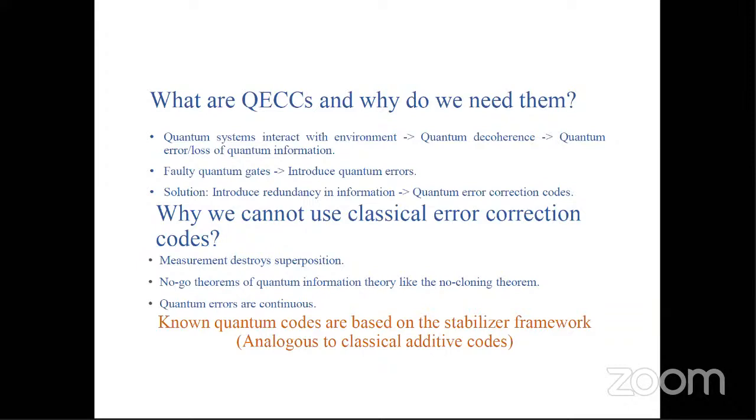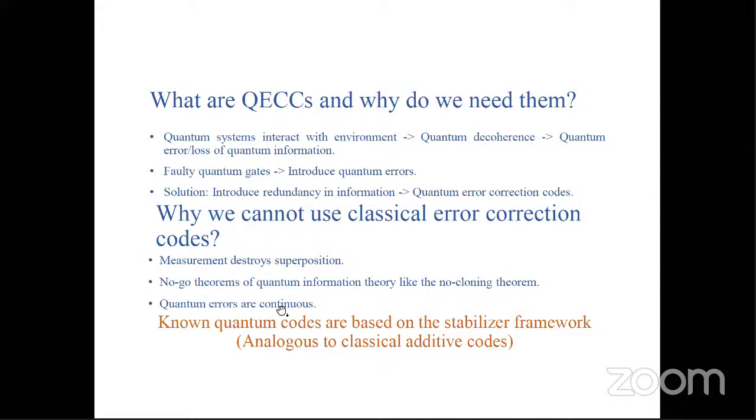So, the first thing is that measurement destroys superposition. As we know, a qubit is a superposition of the zero basis state and the one basis state. When we measure this particular qubit, the superposition is destroyed because the state collapses either to zero or one. So that's why we cannot use classical error correction codes, because in certain decoding algorithms, we have to know exactly what the values of the received bits are. While in quantum, we cannot do that because we cannot measure the code word, because it will destroy the code word.